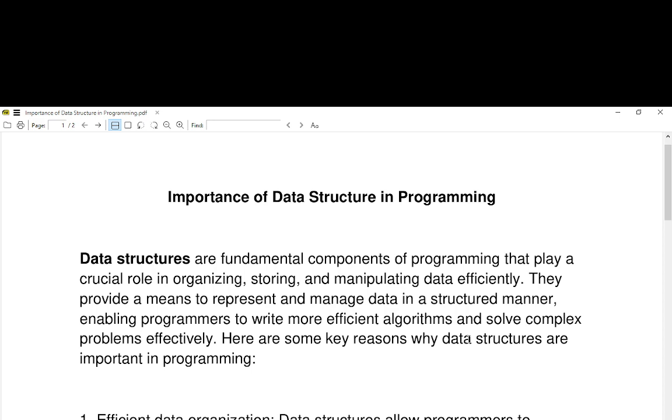So let's begin. Importance of data structure in programming. Data structures are fundamental components of programming. They play a crucial role in organizing, storing, and manipulating data efficiently. They provide a means to represent and manage data in a structured manner, enabling programmers to write more efficient algorithms and solve complex problems effectively. Here are some key reasons why data structures are important in programming.